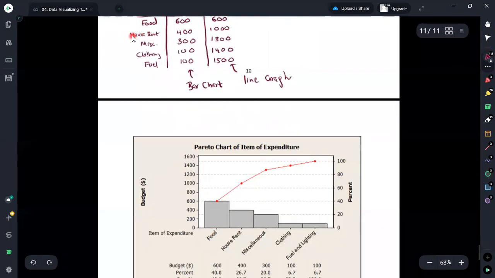Second category is house rent, value is 400, and we are taking these as two adjacent bars, with no spaces between these two. Then the third one is miscellaneous, 300. Likewise, we have to mention the fourth and fifth ones, clothing and fuel and lighting. And when we are constructing these bars, the width of the bars should be the same throughout the graph.